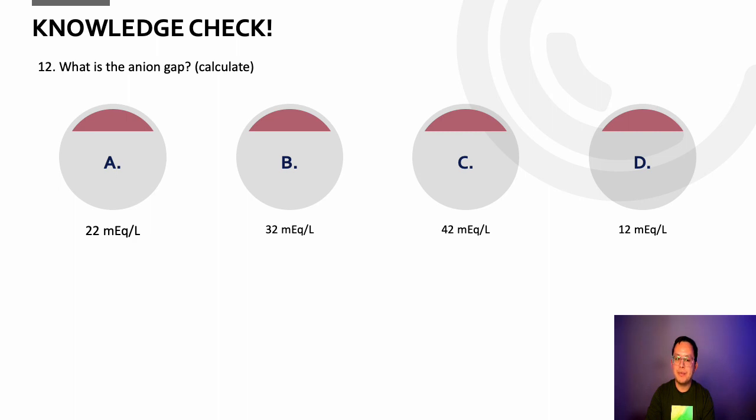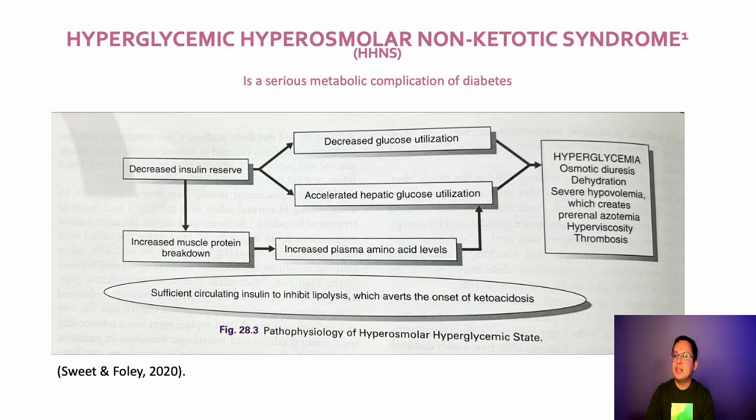Our next topic, I think this is the last topic for this unit, is hyperglycemic hyperosmolar non-ketotic syndrome, or HHNS. It is a serious metabolic complication of diabetes. It is also known as hyperglycemic hyperosmolar state, or HHS.